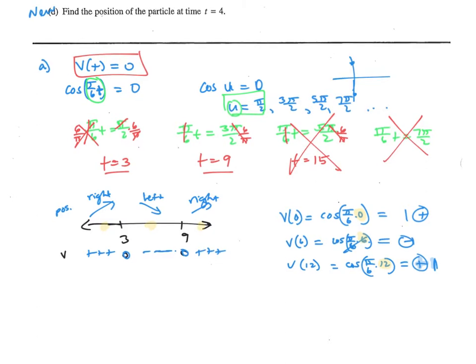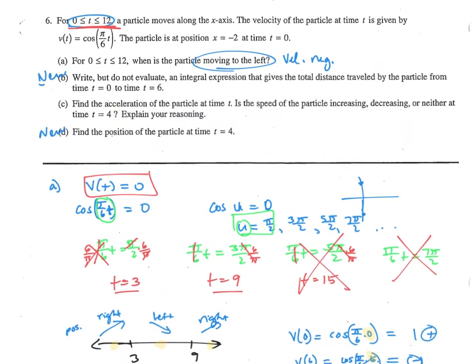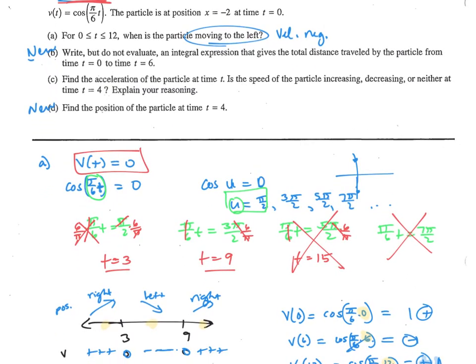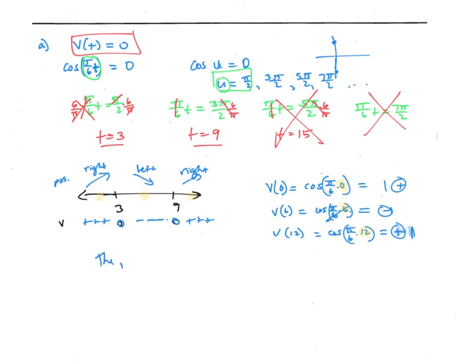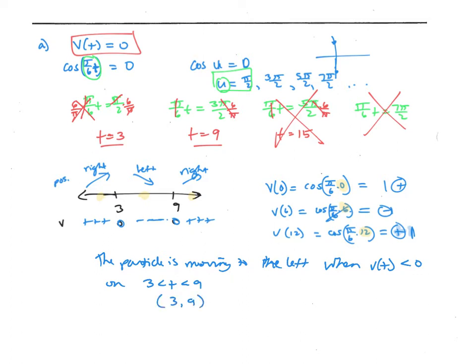So, final answer for part A, yes, that was a lot of work. The question is, when is the particle moving to the left? So I'm going to go ahead and put when velocity is less than 0. And then I'm going to list that interval. It's between 3 and 9, or you could also write that as the interval between 3 and 9.